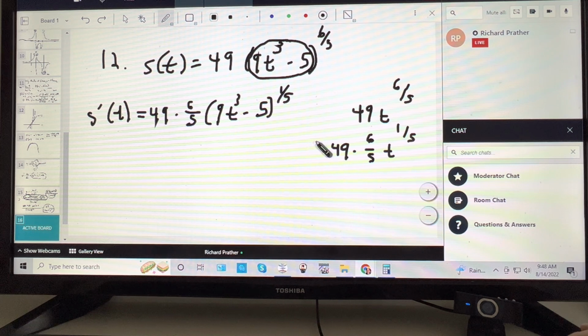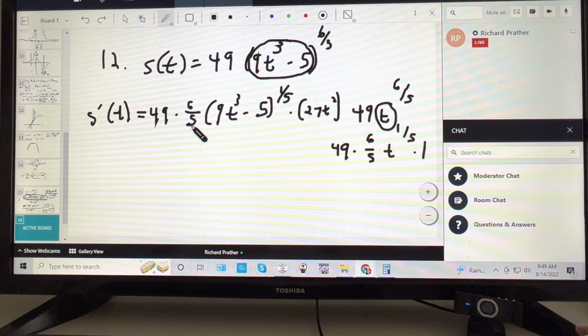But then the chain rule is if you don't have just a t right here, if you just have a t, then this is all you do. Because really what you're doing in the chain rule is multiplying by 1. The derivative of t is just 1. But if this stuff's derivative is not just 1, then you have to chain it on to the end of the answer. So the derivative of this is 27t squared. And then the derivative of 5 is nothing.